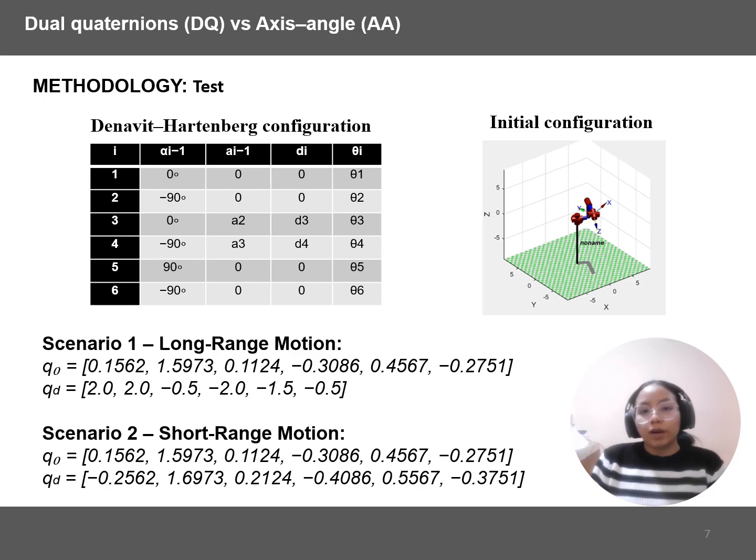We define two scenarios. Scenario one is a long-range motion, and scenario two is a short-range motion. Both start from the same initial configuration and reach a defined target configuration.